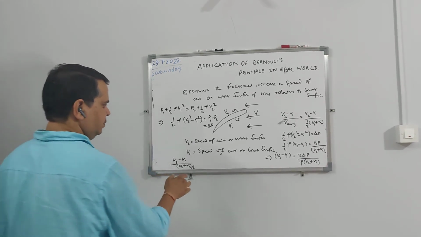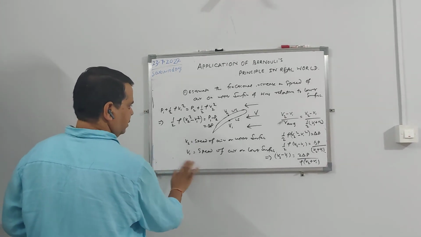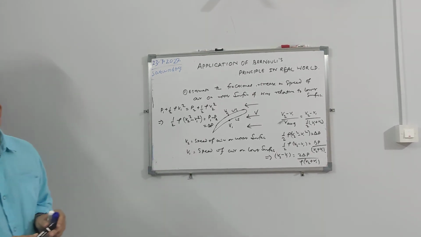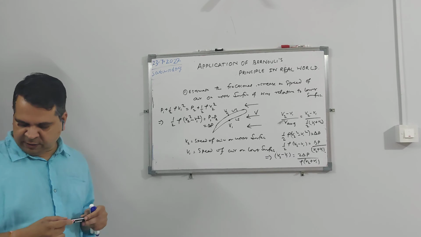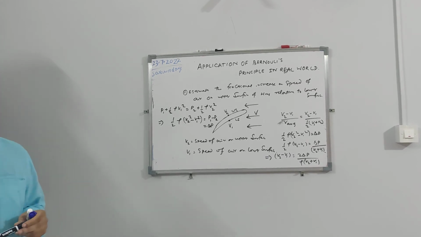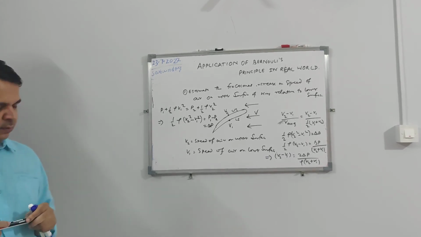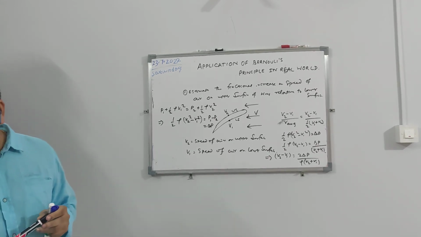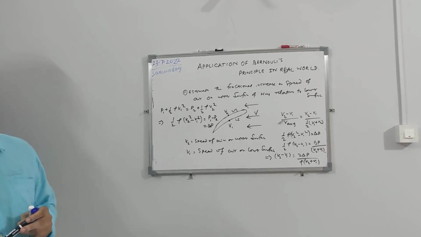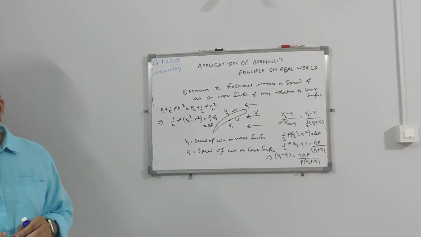If that happens, then V2 minus V1 will go to a number. So V2 minus V1 is equal to 2 delta P divided by rho into V2 plus V1, right? If we take the reciprocal, then this will also be reciprocal.